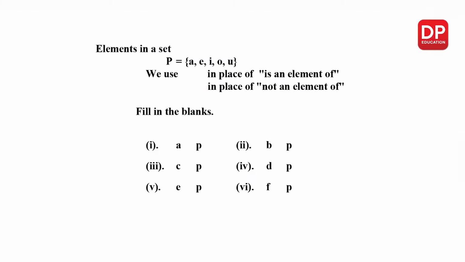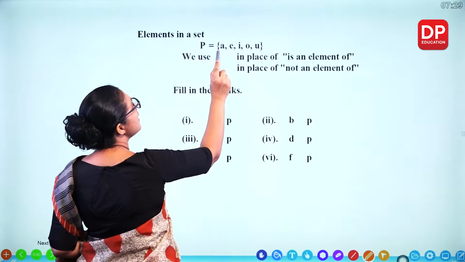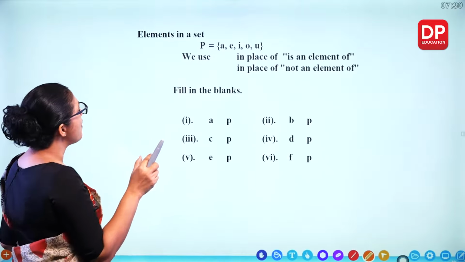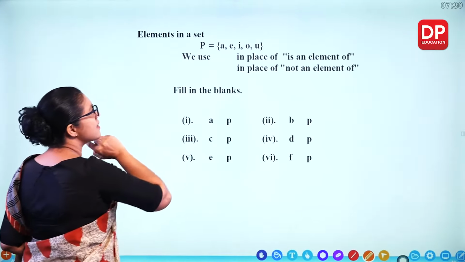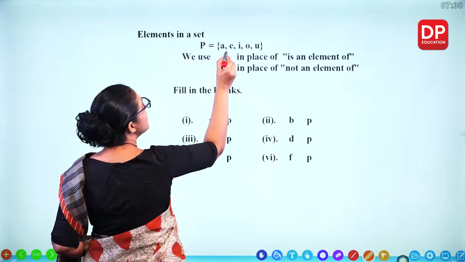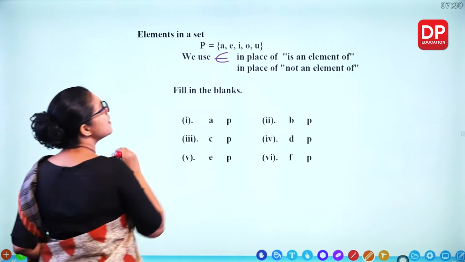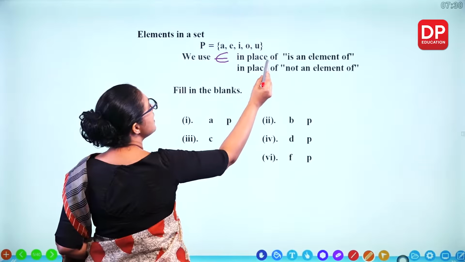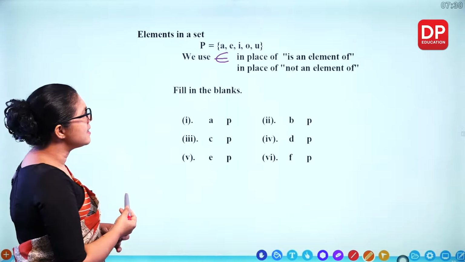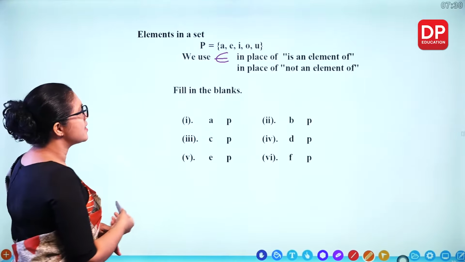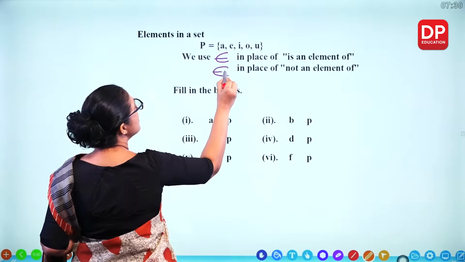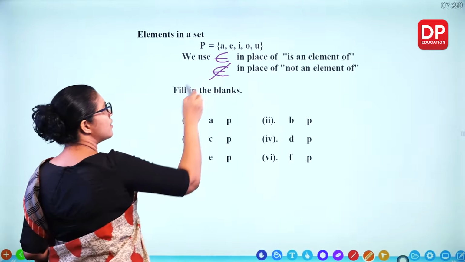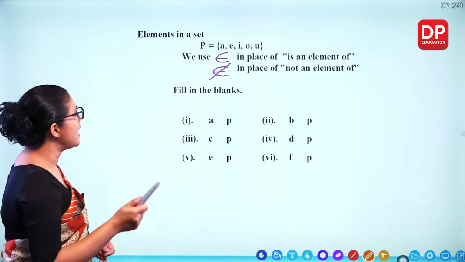Now look at this one. Capital P is a set. A, E, I, O, U are the elements in that set. So how do you represent that these are elements? We use this symbol like this and put a line. These are Greek letters. So we use this in place of an element. How do we represent not an element? We write that symbol and cross it out. So remember, if we cross it out, that doesn't belong to that set, not an element.